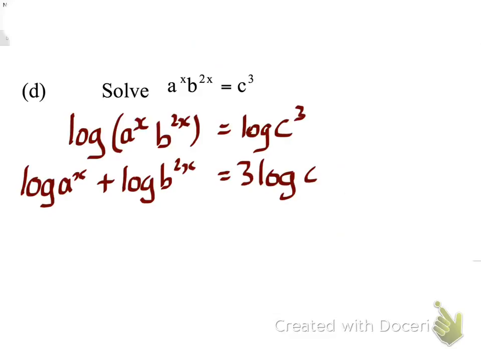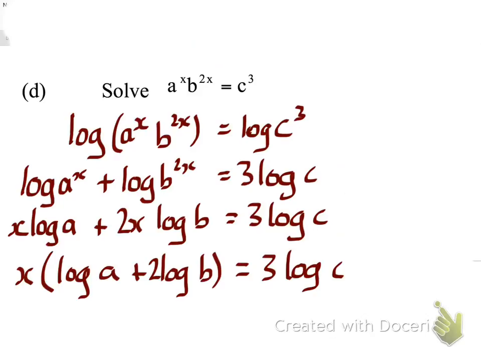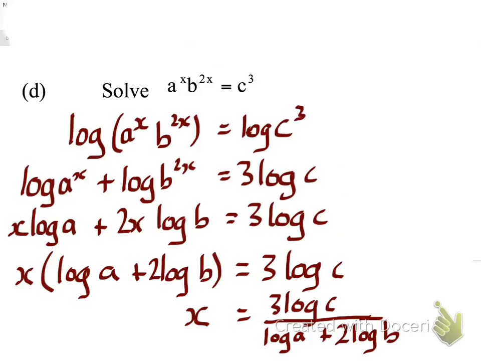Now bring the x and the 2x out the front. Factorize the x so it is in one place. And after you factorize it, now go x equals, so we need to divide by log a plus 2 log b. If you manage to do that, you're going to get a T on your paper, which means you're thinking.